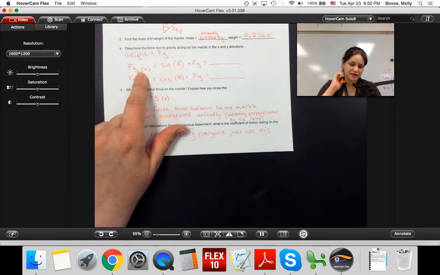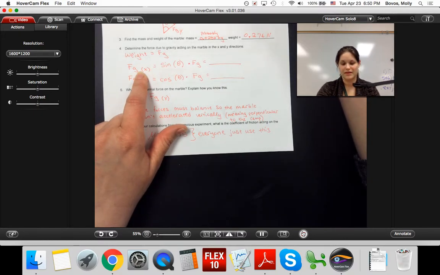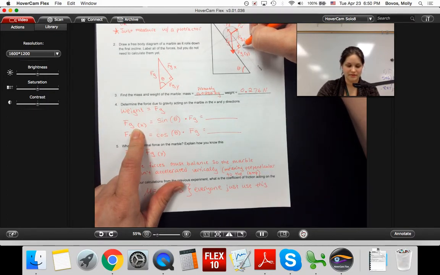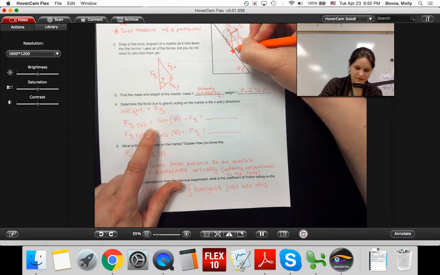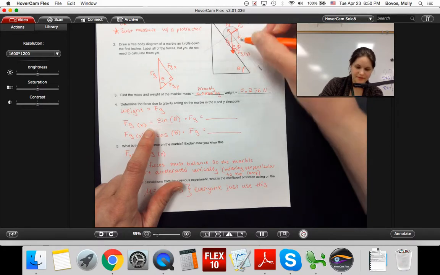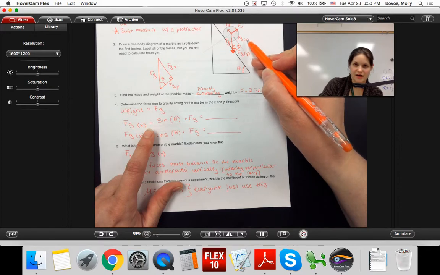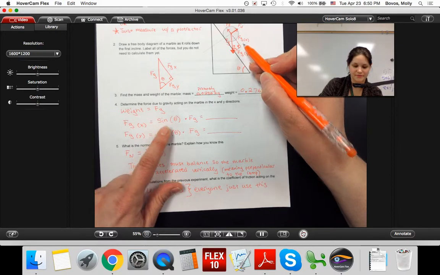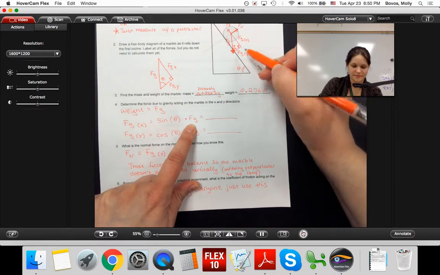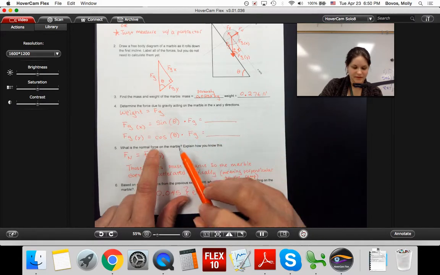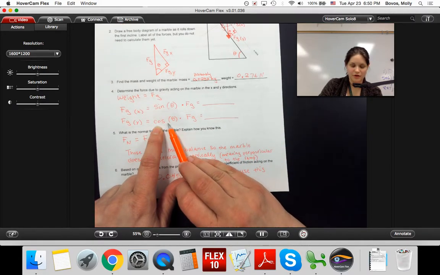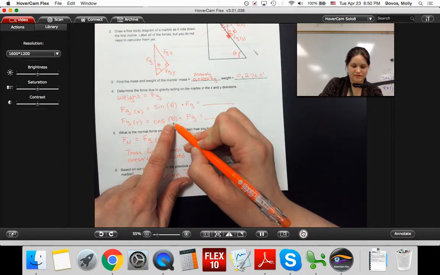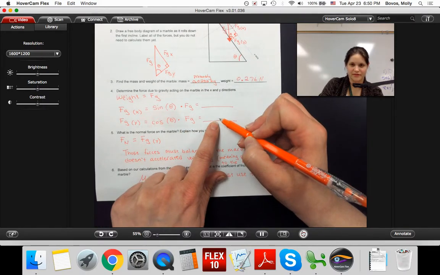Then we figured out how much of the weight would be acting in the x direction, so acting down the incline. If this is our angle down here, this is theta, then FGX is actually the opposite side, so we would be using sine, because sine is opposite over hypotenuse, times the hypotenuse to get our opposite side. And then the same thing, we're going to use cosine this time, because FGY is the adjacent side, so cosine of our angle times the hypotenuse will give us the adjacent side instead.